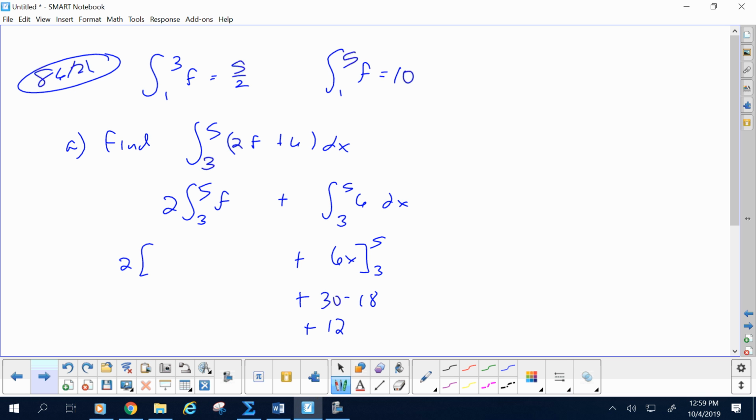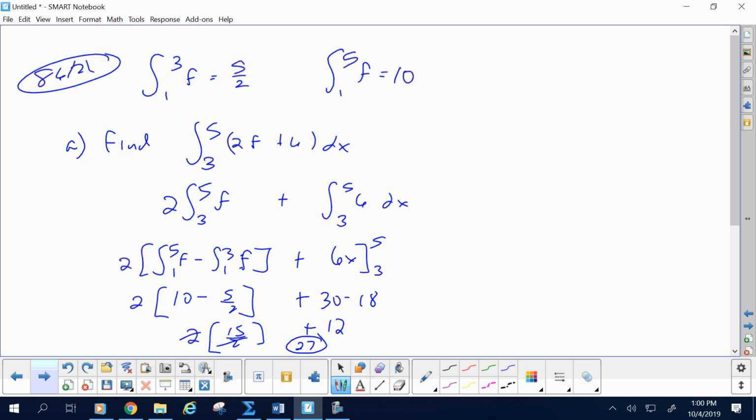How do you find the area under f from 3 to 5, given what you have? Yeah, so I go 1 to 5, take away 1 to 3. That's 10 minus 5 halves. So when all is said and done, that's 20 halves minus 5 halves, 15 halves. I'm getting 27. You agree? Okay, B.